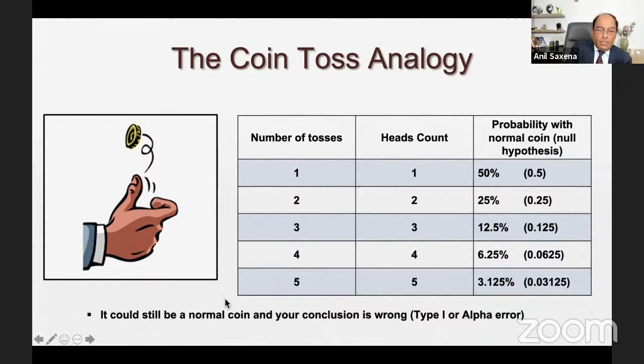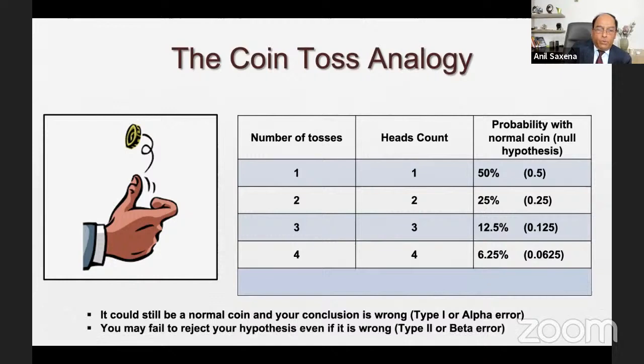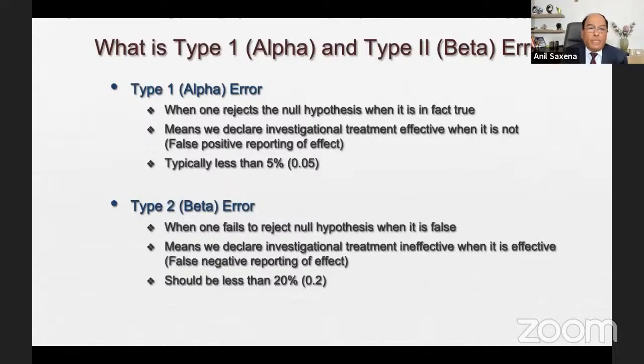So type 1 error is when you make a wrong decision about the trial being true. If you reject your hypothesis even if it is wrong, it's called type 2 error or beta error. And so it may happen both ways. It may happen, for example, that you reject the null hypothesis when it was actually true. It's called alpha error, and typically it is less than 5%, because we set this threshold of 0.05. So up to 5% chances that you may go wrong by rejecting your null hypothesis.